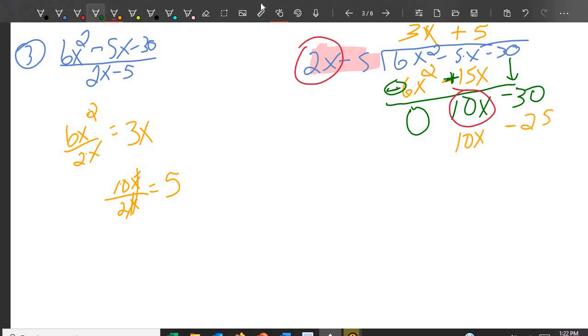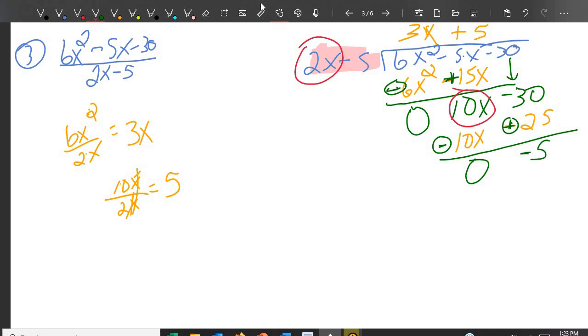Now we're at the point where we need to change the signs. This one becomes negative, and this one becomes positive. Combine them together, that gives me 0. Now I've got negative 30 plus 25. This time, I'm going to have a remainder.